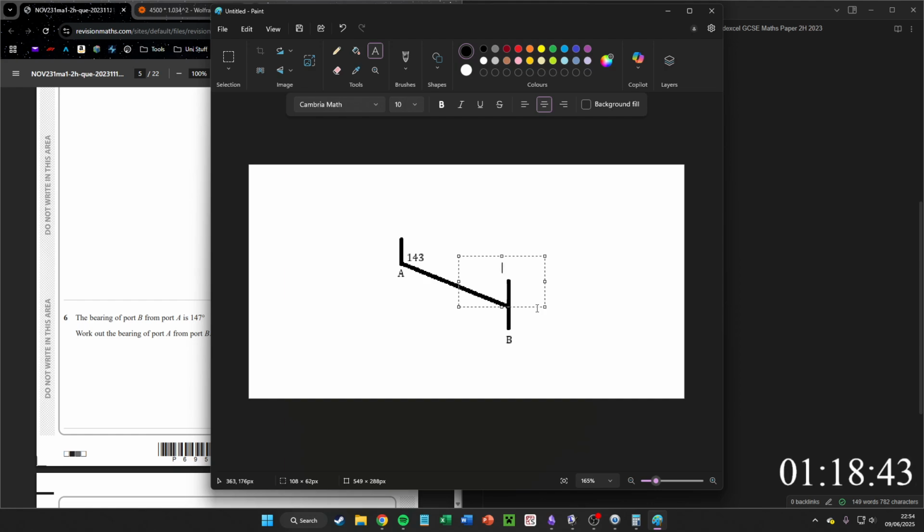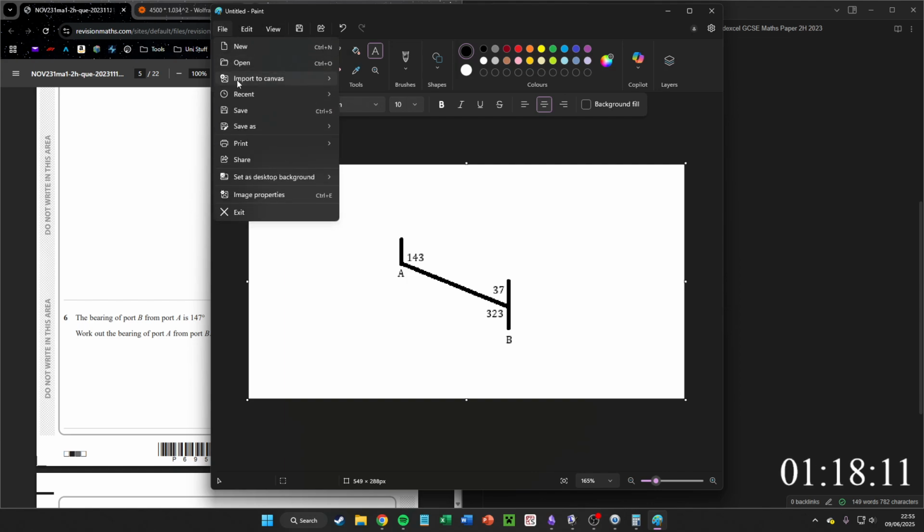So this would be 37. Don't know why that took me so long, to be honest. And then obviously the remaining angle here now is 360 subtract 37. So that would then be 323. I don't even know how I did that, to be honest. Okay, there we go. Okay, 323, and I'll put it there to represent this whole bearing here.